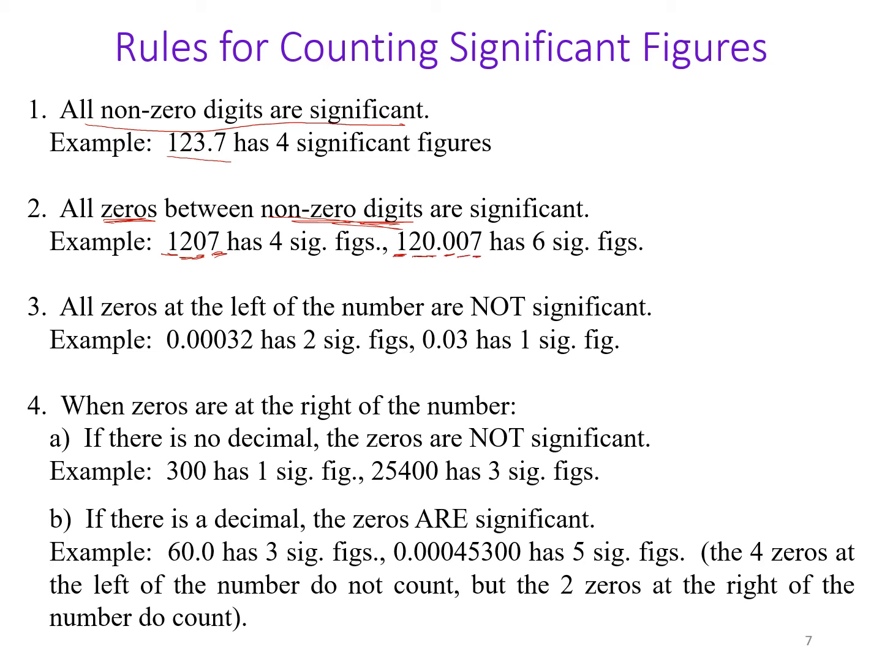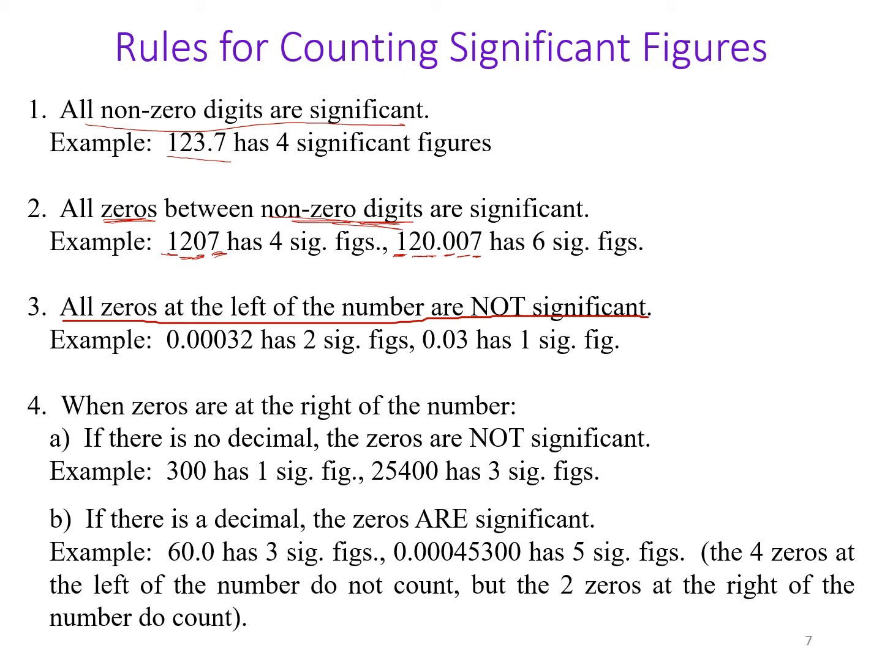The next rule says that all the zeros at the left of the number are not significant. The number that we're talking about here is the non-zero digit. So all the zeros on the left of a non-zero digit are not significant.